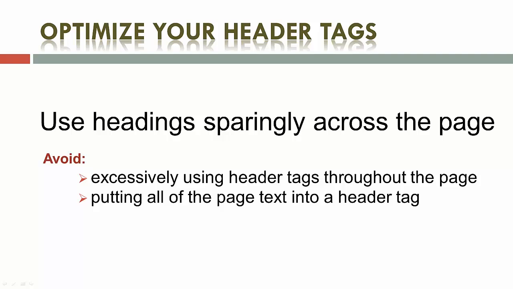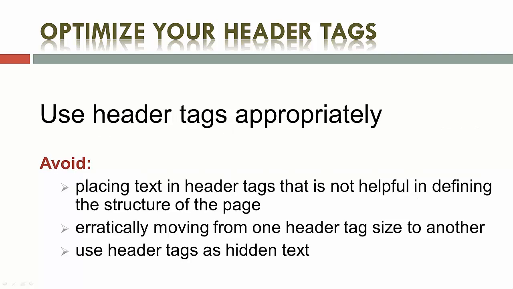Use headings sparingly across the page. Too many headings on the page can make it hard for users to determine where one topic ends and another begins. Avoid excessively using header text throughout the page. Avoid also putting all of the page text into a header tag. Use header text appropriately. Think carefully about what the main points and subpoints of the content on your page are. Put these points into header tags. Avoid placing text in header tags that would not be helpful in defining the structure of the page. Avoid erratically moving from one header tag size to another. Your headings should help users to navigate your page. Avoid also using header tags as hidden text.